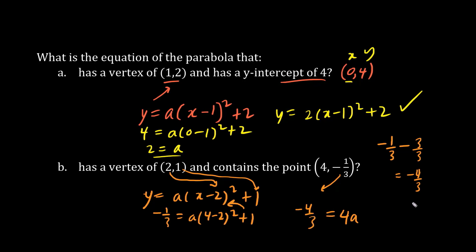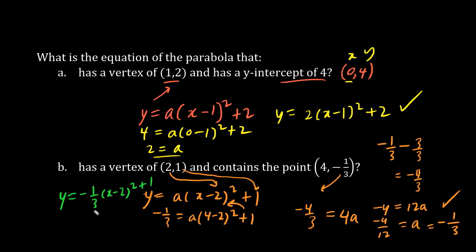Multiplying both sides by 3, we have minus 4 equals 12a. And dividing both sides by 12, we have a equals negative 4 over 12. And we reduce this to be 1 over 3, negative 1/3. So the equation is y equals negative 1/3 x minus 2 squared plus 1. This a value is negative, so it's a sad-faced parabola, and the vertex is 2, 1.